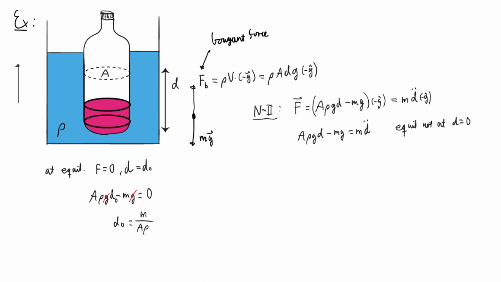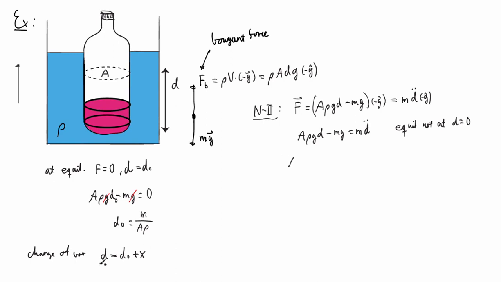Like that. And then we're going to define a new variable. We're going to make a change of variables. You'll see that d equals d naught plus x. So x is now the deviation from the equilibrium, and that moves, as far as x is concerned, the equilibrium back to the origin. So what do we get when we plug this in here?